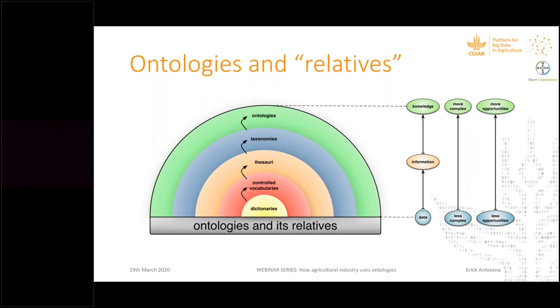There you can see in the middle of this half cake, we also have simpler structures, like, for instance, dictionaries, controlled vocabularies, taxonomies, and these kinds of things. On the right-hand side, you can see that at the bottom level, we are dealing with less complex structures, pieces of data. And as we get separated or far from the middle of this half cake, we end up with more complex structures that on the one hand bring us many more opportunities, but also better ways to formalize the knowledge that we have. So that was an introduction so that you could see how we are dealing with these kinds of things and how we call them.